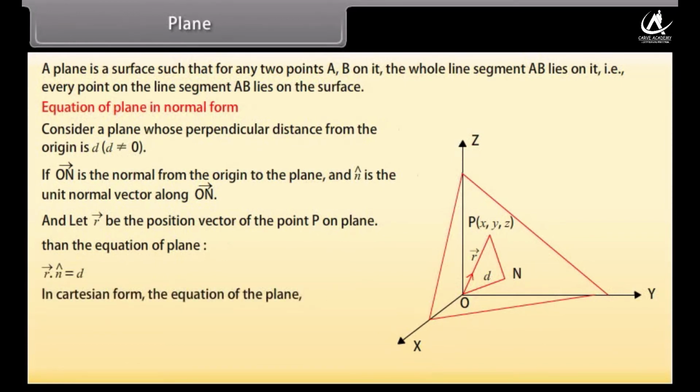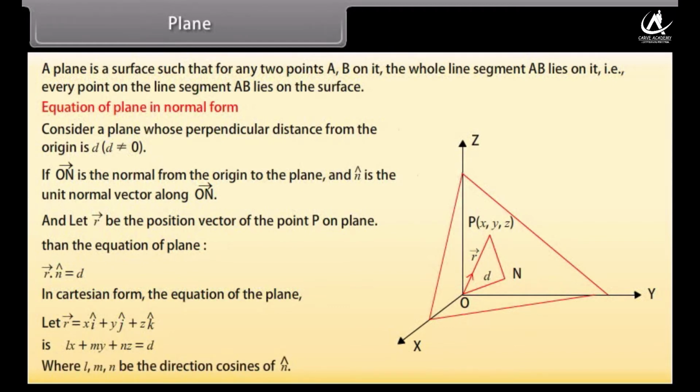In Cartesian form, the equation of the plane, letting vector r equal x i plus y j plus z k, is lx plus my plus nz equals d, where l, m, n are the direction cosines of n-cap.